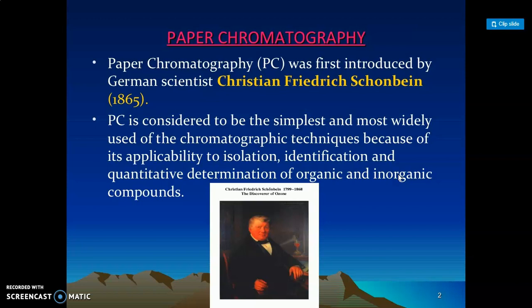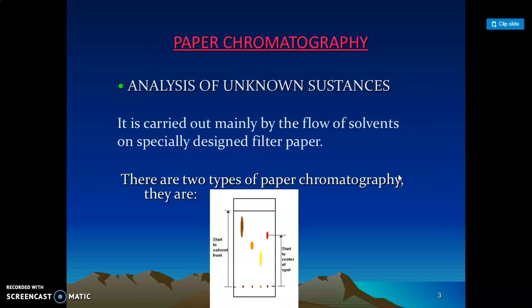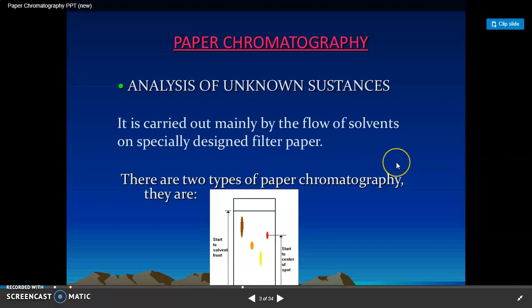In this, inorganic and organic compounds can be separated. A mixture of inorganic and organic compounds can be easily separated using this technique. It can be used to separate substances depending on the solvent which we use. It is carried out mainly by the flow of solvents on specially designed filter paper. We have discussed the type of filter paper used in paper chromatography, that is called Whatman filter paper.